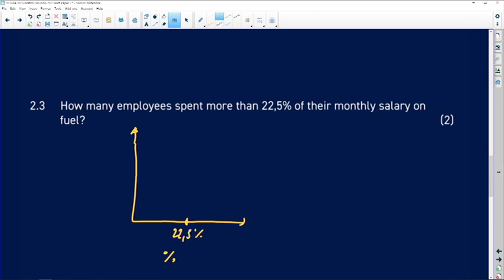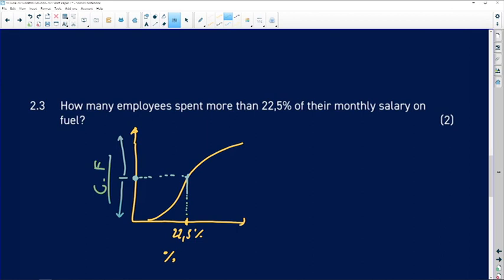Okay, remember the ogive looks something like that. So then we're going to say, okay, fine. After I locate 22.5, I'm just going to go to the graph and ask it, okay, please tell me where this is on our cumulative frequency column, because that cumulative frequency column is the one that we have on the y-axis. So whatever the number that I have, it means that from that number going down, those people spent less than 22.5%. But from that number going up, those people spent more than 22.5% of their salary on fuel.